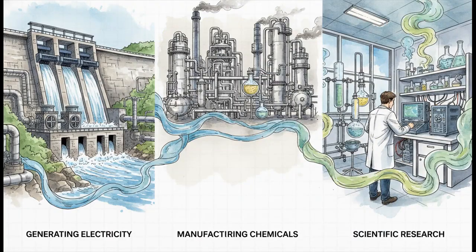And look, this is way more than just a neat science problem. Getting this right is absolutely critical for so many things we rely on every day. We're talking power plants generating our electricity, chemical factories making products we use, and even high-tech research labs. It all boils down to three things: efficiency, safety, and control.